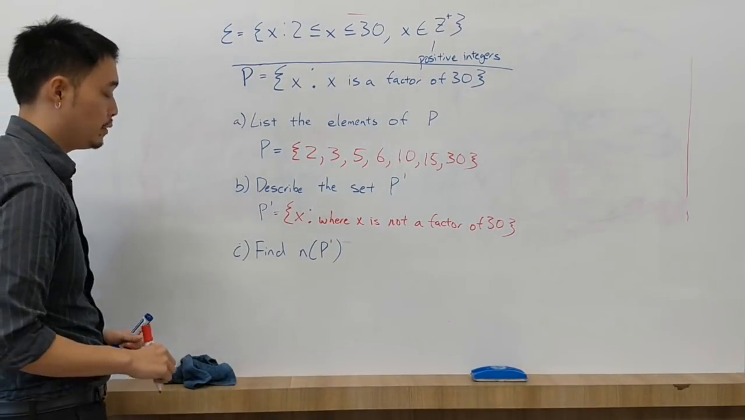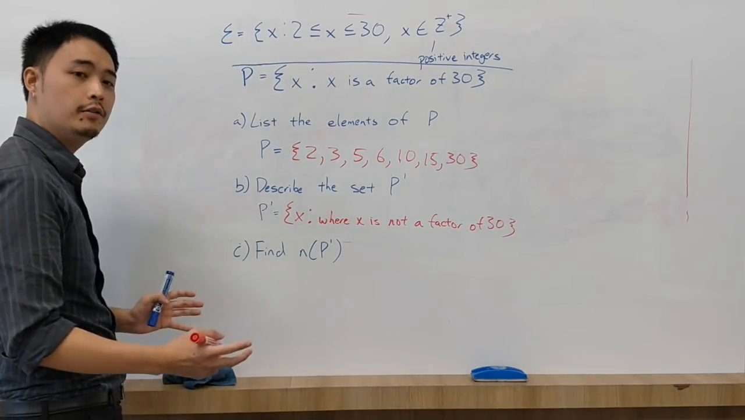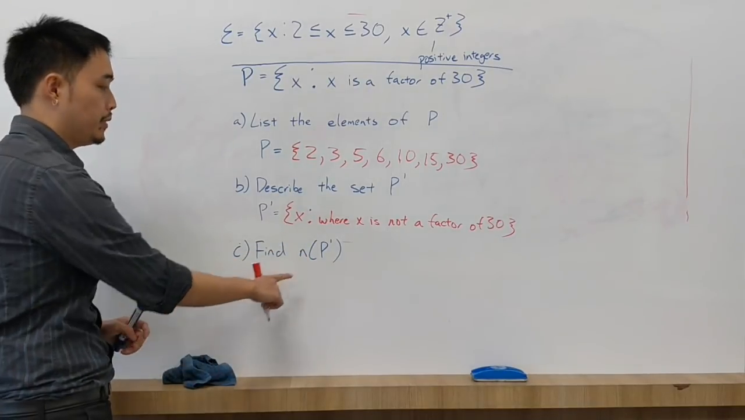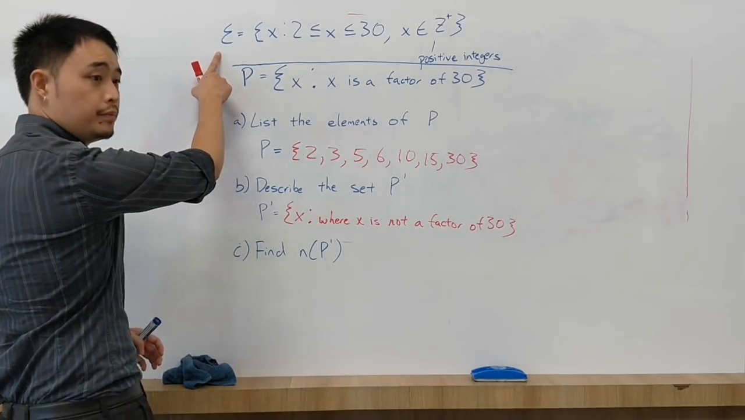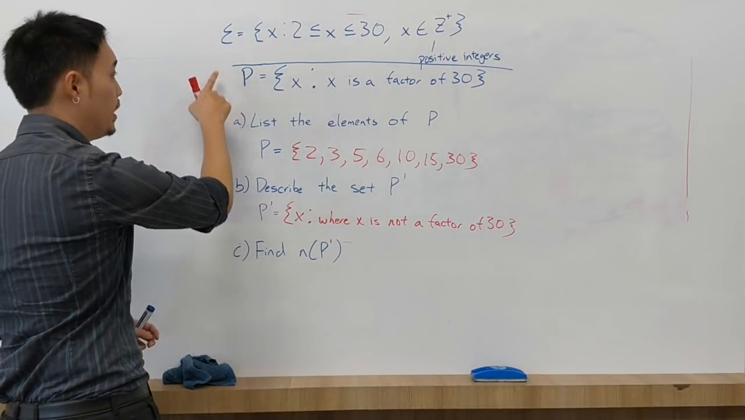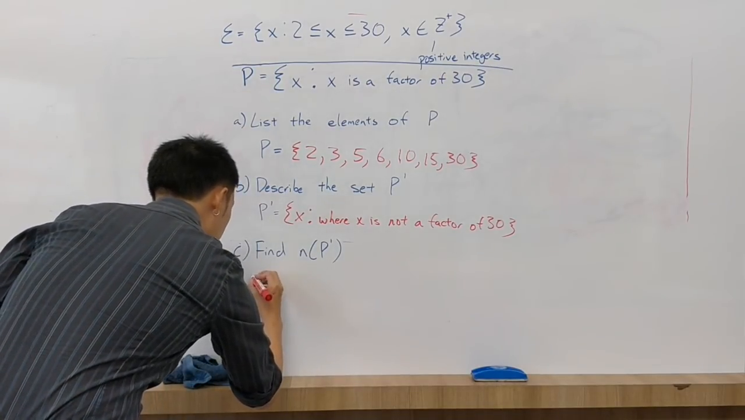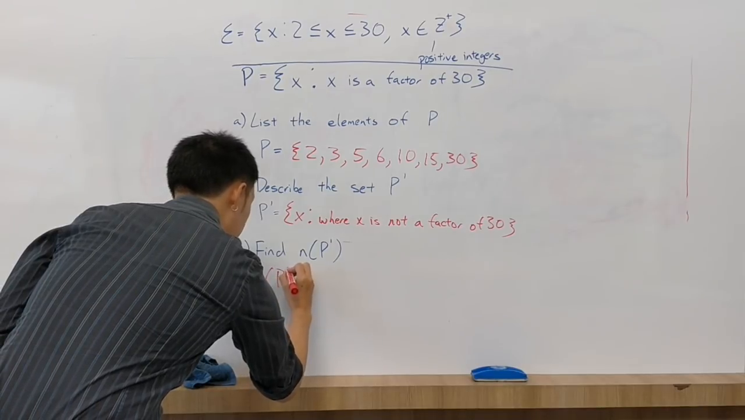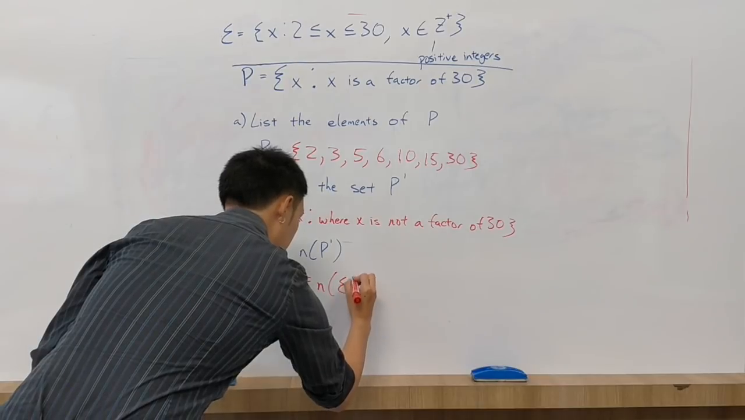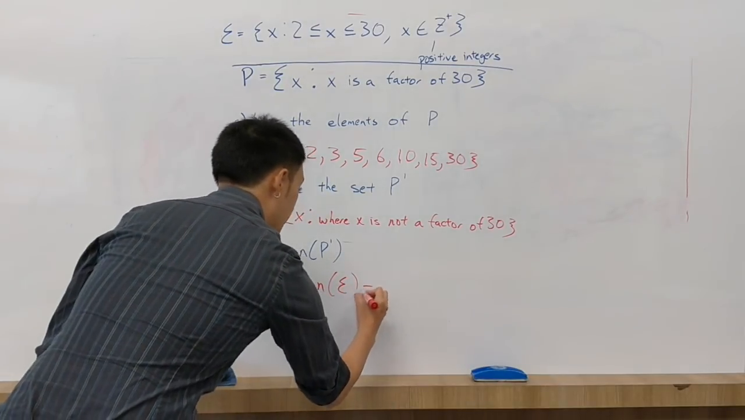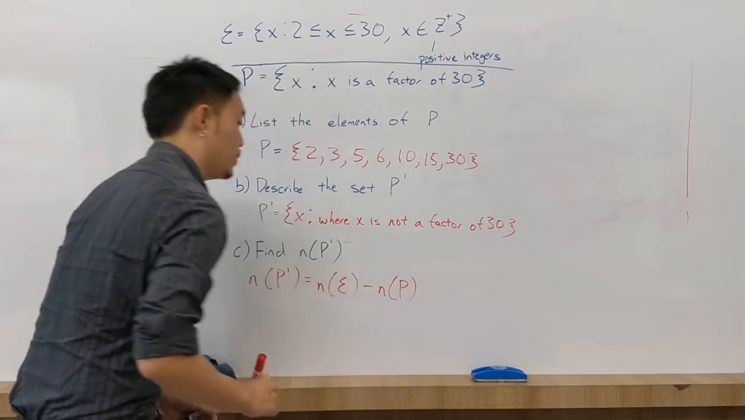All right, finally, we want to find the number of P complement. So what is the number of elements within this set P complement, right? That's what this N again means. So we could find that by subtracting the number of elements in the P set from the number in the universal set. Right? So N of P complement should equal the number of elements within the universal set minus the number of elements within P. Right? That's one of our properties.